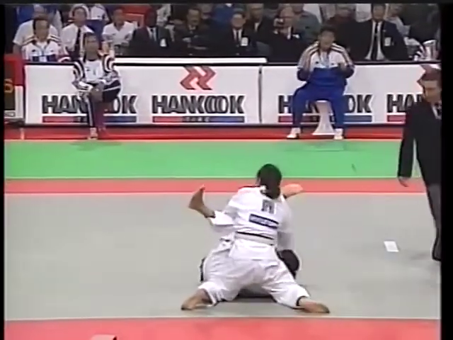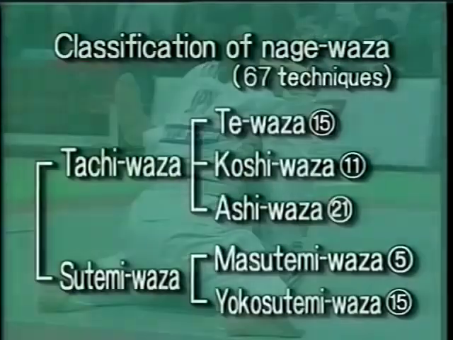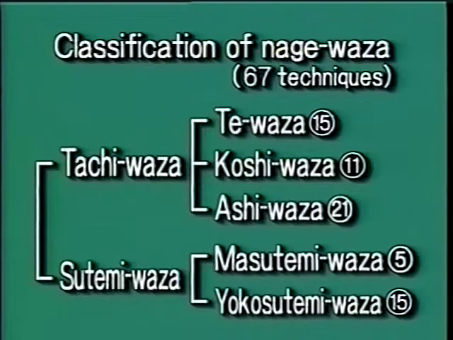Nagewaza or throwing techniques can be divided into tachiwaza, standing techniques, and sutemiwaza, sacrificing techniques. There are 67 techniques in all, and they're classified as shown here. Let's look at the basics of each technique and how it's applied, focusing on the differences between techniques that may appear similar with examples from actual competitions.